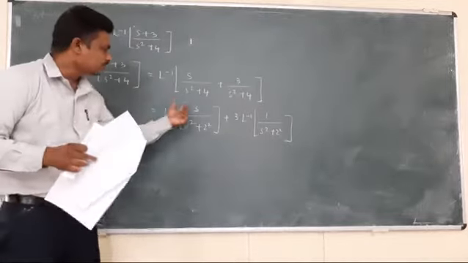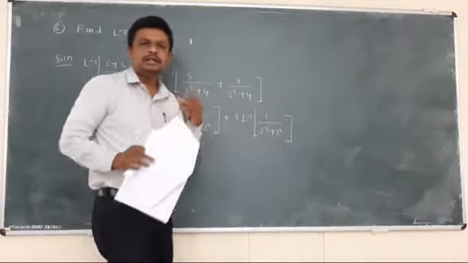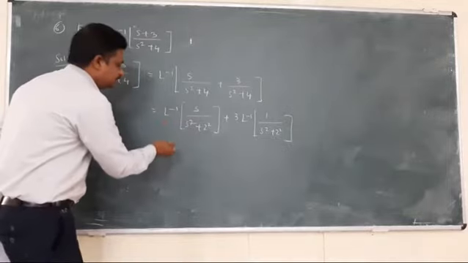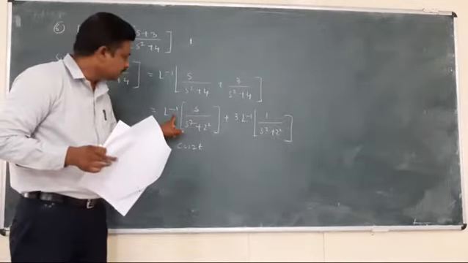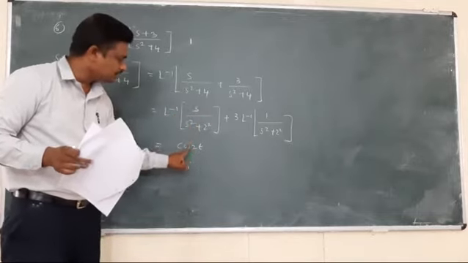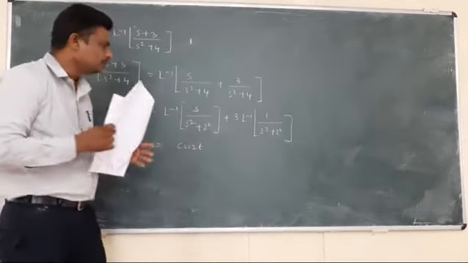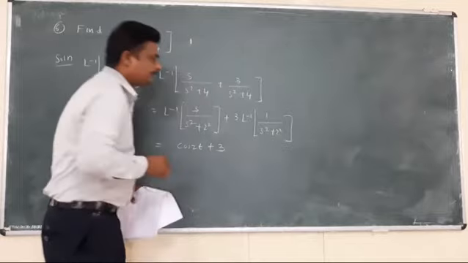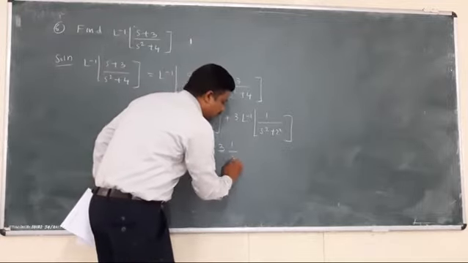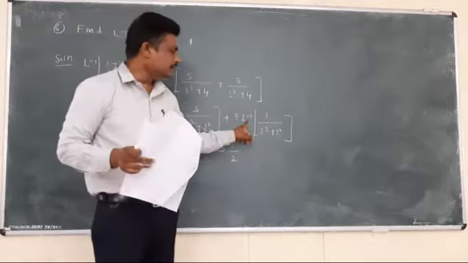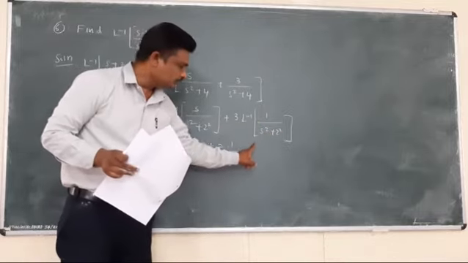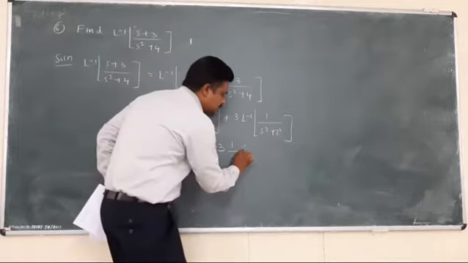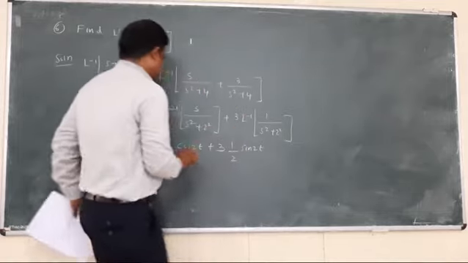So it is the cos formula and this one is the sin formula. So it becomes cos of 2t, because L inverse of s upon (s square plus a square) is cos at. The value of a is here 2, plus 3 into 1 upon 2, because L inverse of 1 upon (s square plus a square) is 1 upon a into sine of at, that is sine of 2t.